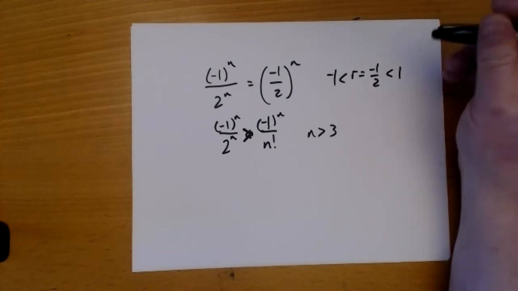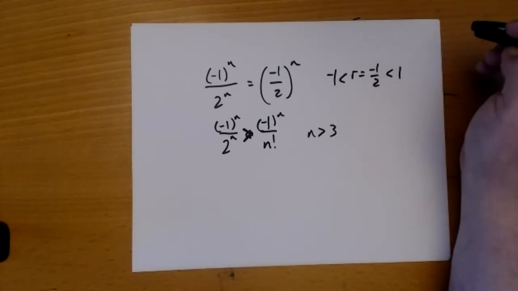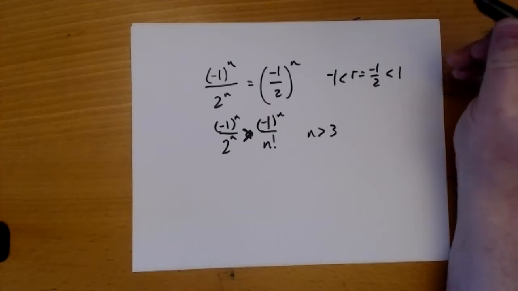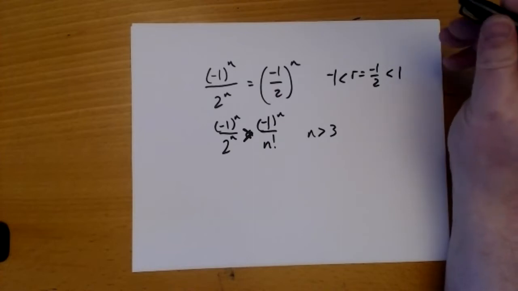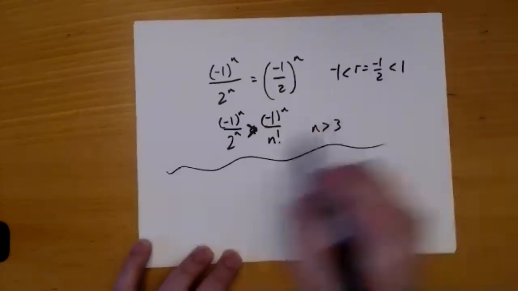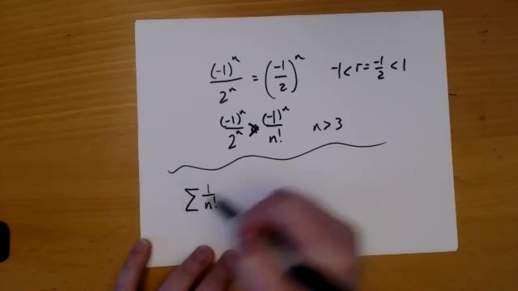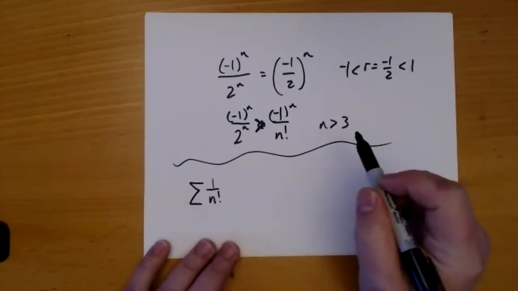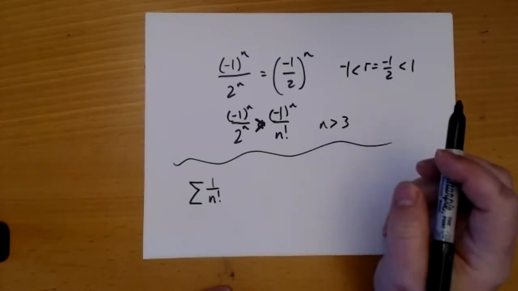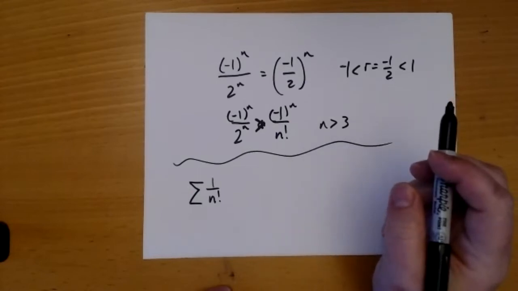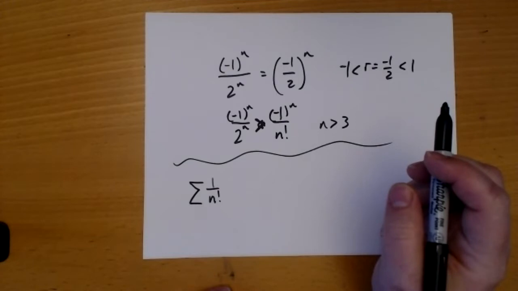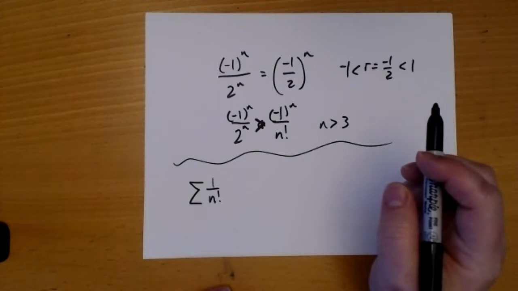Other questions? 11, 1 over n factorial? And did it say you had to use one particular thing or another? Yeah, I couldn't find something to compare it to for the direct comparison test. Okay.